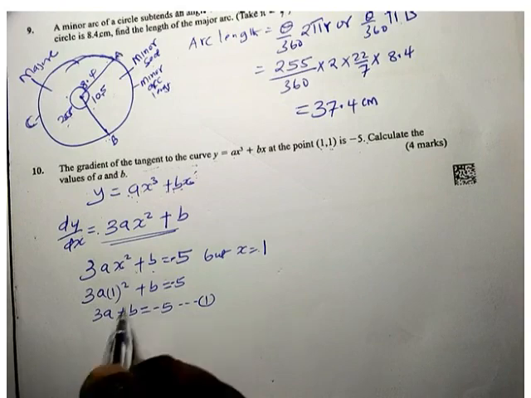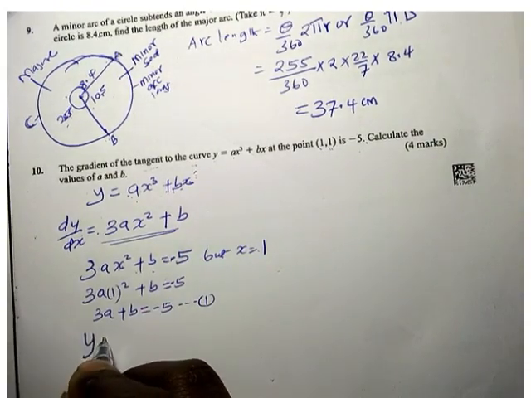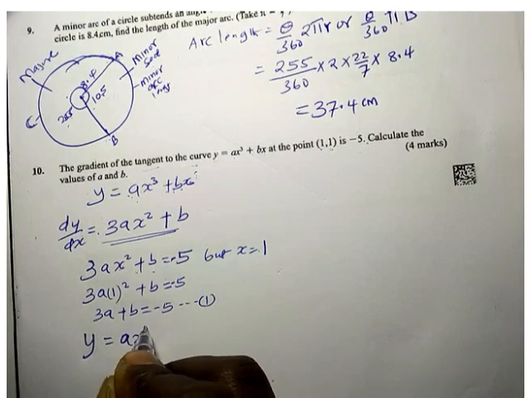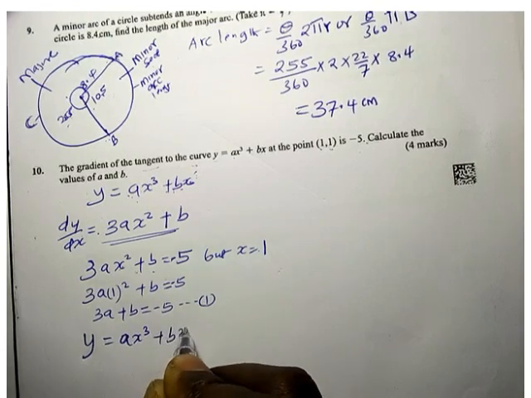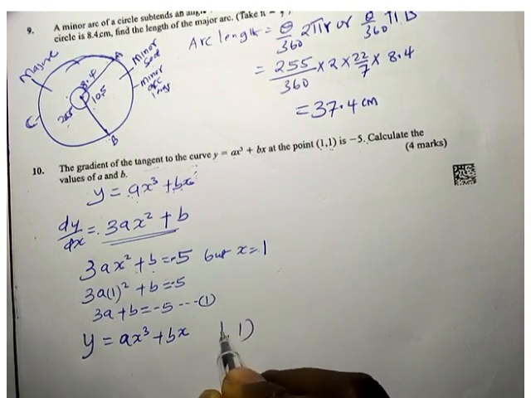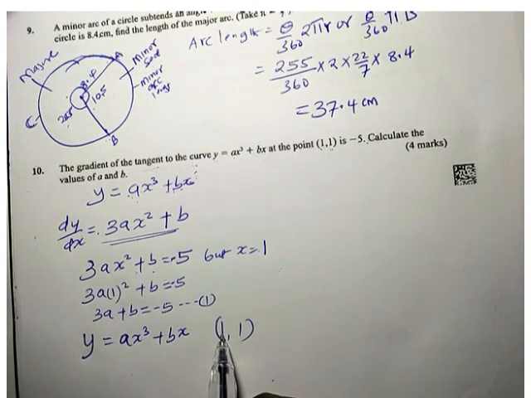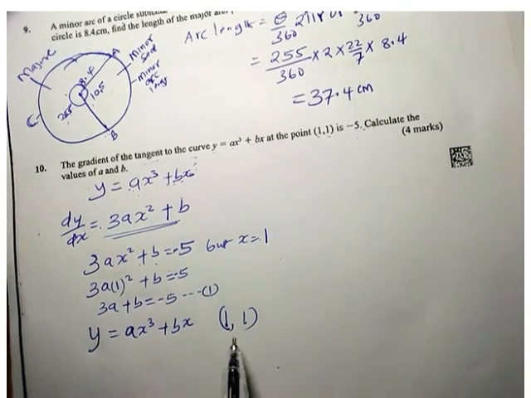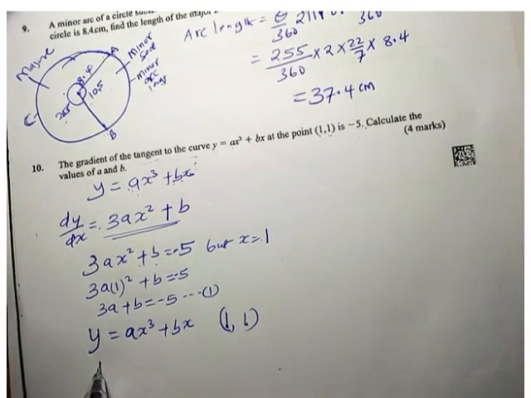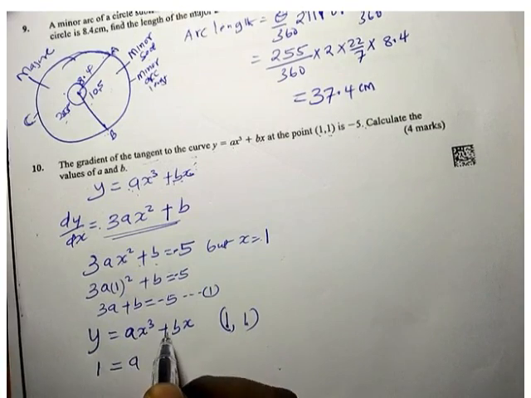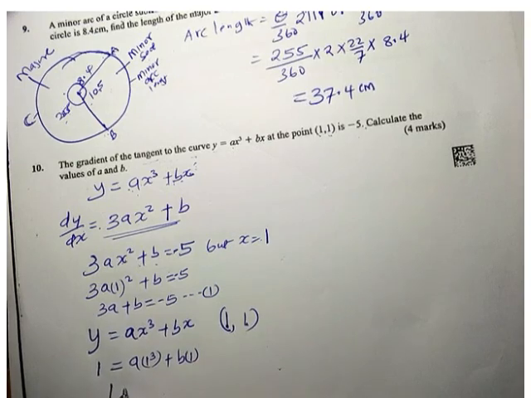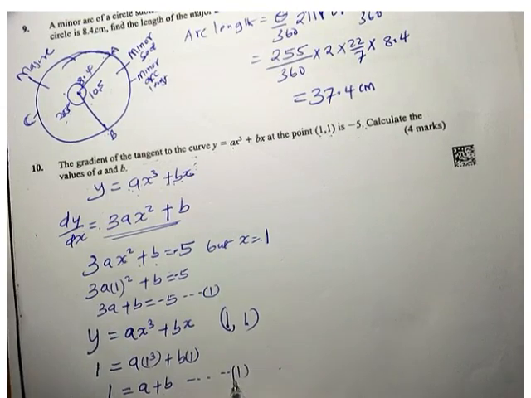So to get equation 2, you take the equation of the curve y = ax³ + bx. Use this point (1, 1) and substitute where you see the value of x with the x coordinate, and where you see y, substitute with the y coordinate. So we are going to have this equation: y is 1 equals a times 1 raised to power 3 plus b times 1. So we are going to have 1 = a + b. And this is our equation 2.